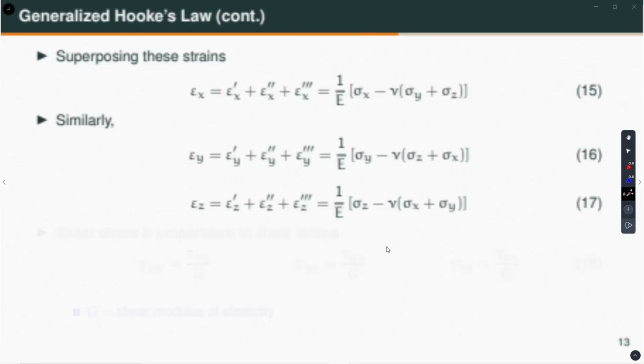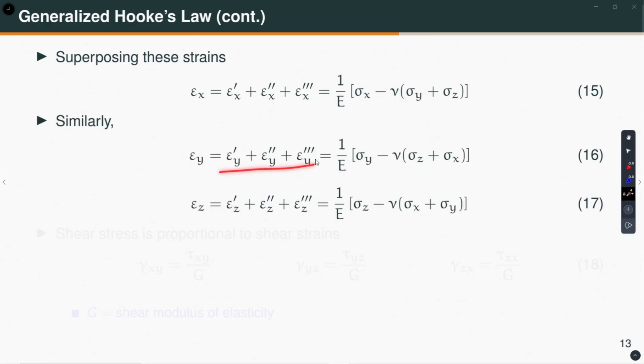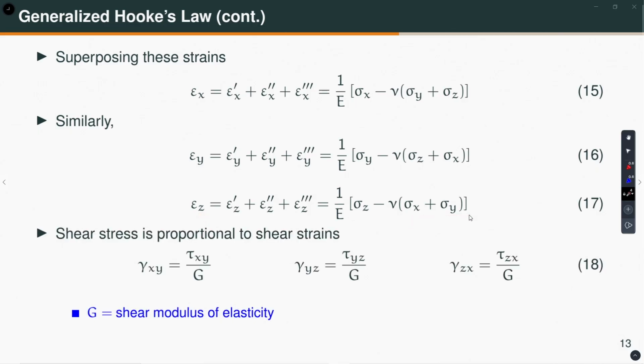Similarly, epsilon y is going to be the addition of the strain in the y direction for the three cases. That gives you this equation, and epsilon z gives you this equation. Shear stress is proportional to shear strain, as we have seen earlier. So, gamma xy is equal to tau xy by G, gamma yz is equal to tau yz by G, and gamma zx is equal to tau zx by G, where G is called the shear modulus.